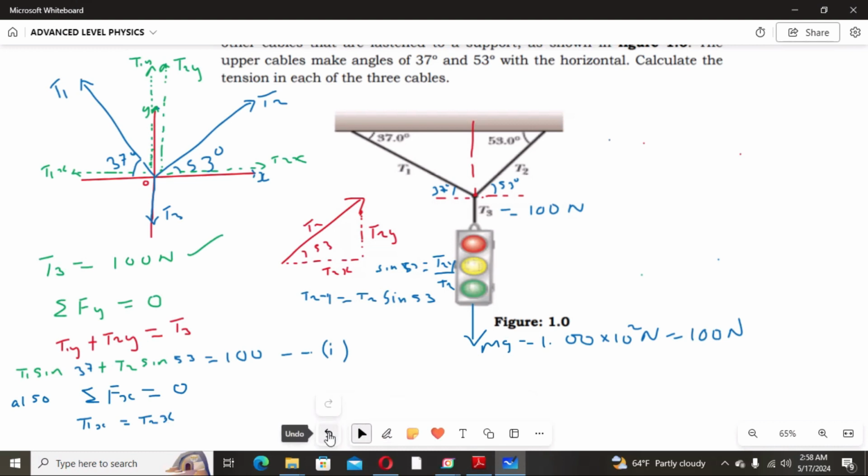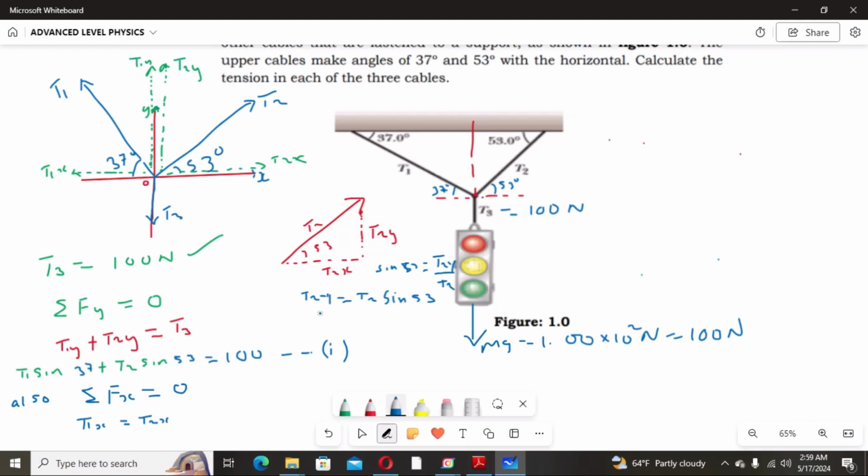Let me write that properly. The x there should be down here. Yeah, so these are the only two forces acting in the x direction. So how do we get the x components? From here, if we want to get T2x, we use the cosine ratio. It will be sine 53 is equal to T2x over the hypotenuse.